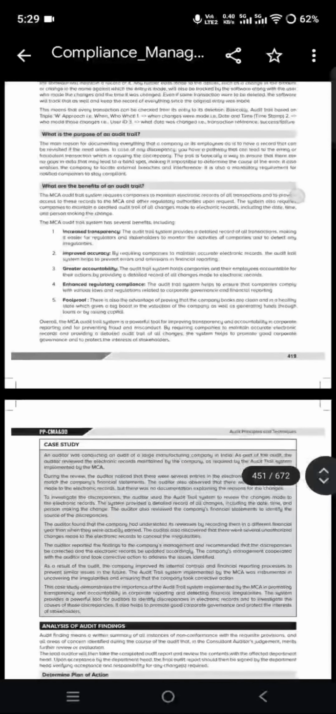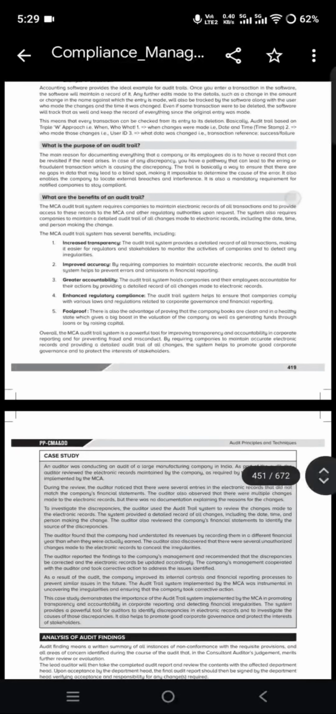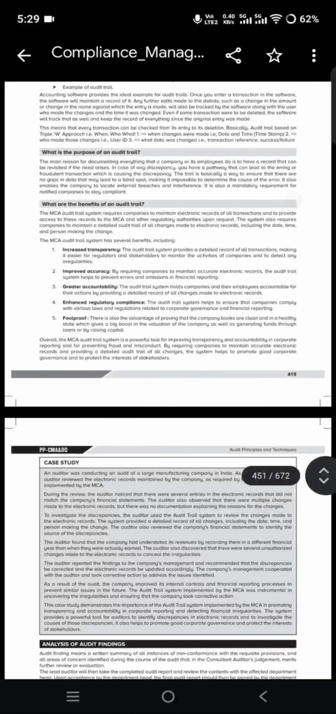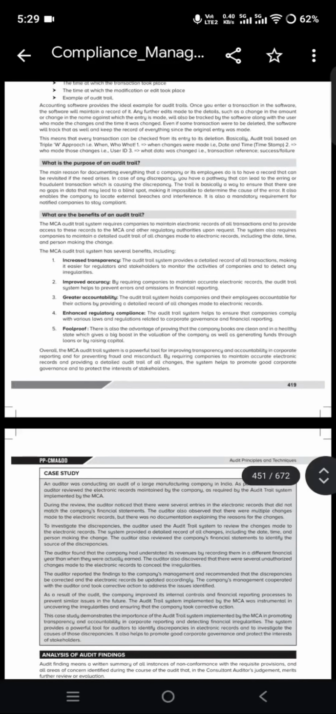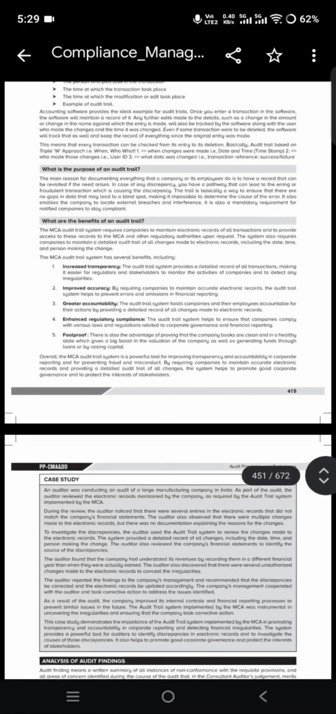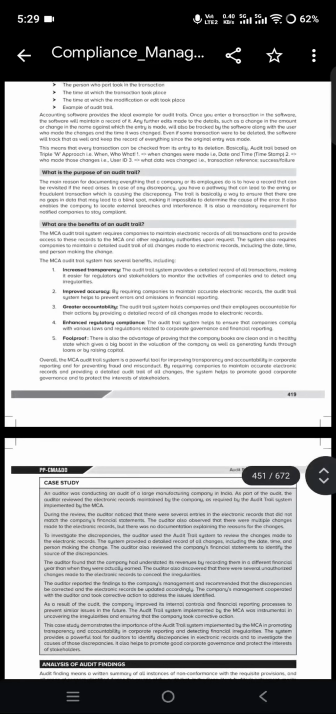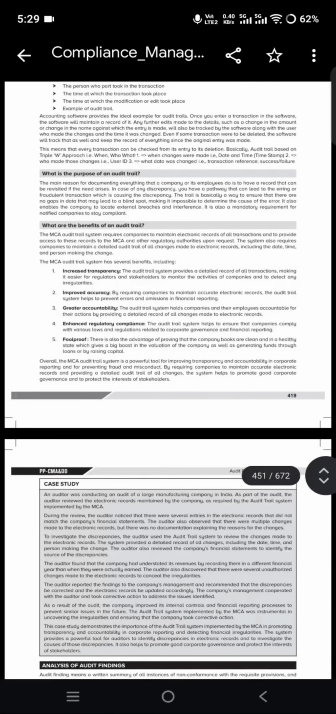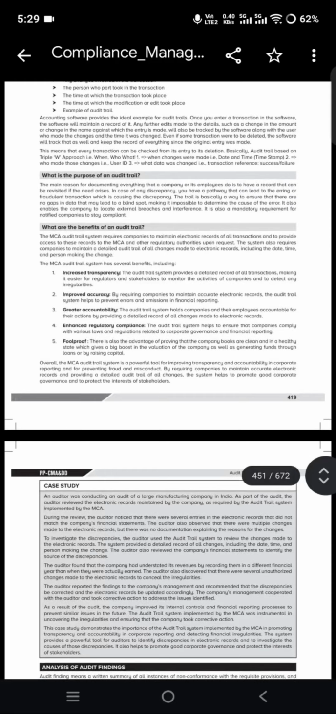This means a written summary of all the instances of non-conformance with the requisite provision. So the question may turn up like: a written summary of all instances of non-conformance with the requisite provision. Answer: analysis of audit findings. Determine the plan of action. Done. Chapter 10. And answers to the module back-side questions. The first one is, list down the various audit techniques.